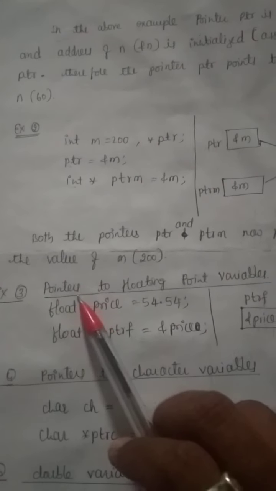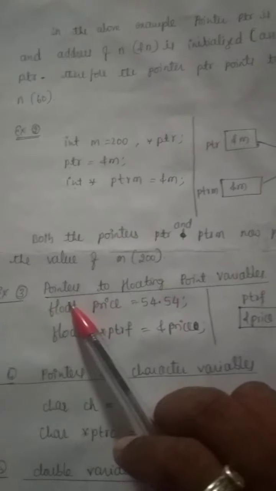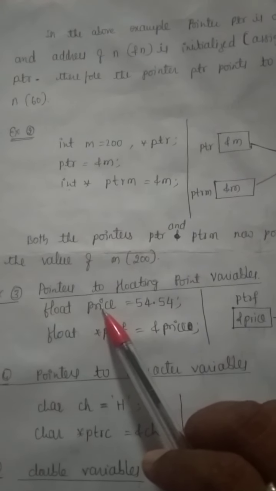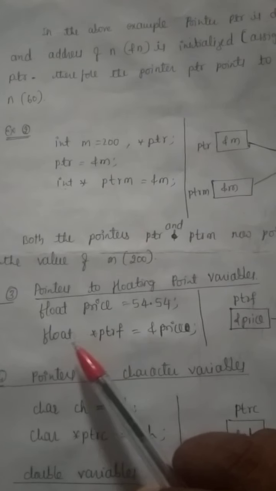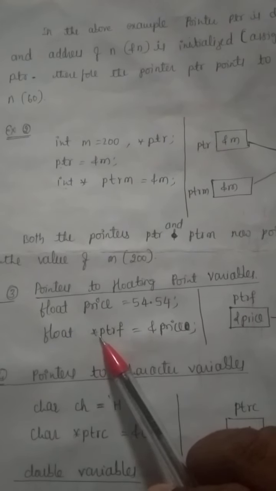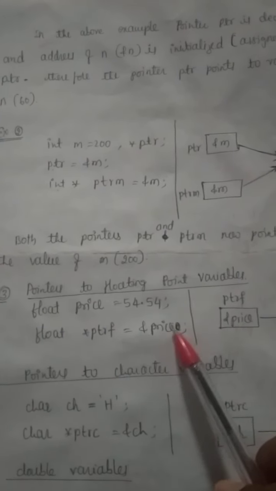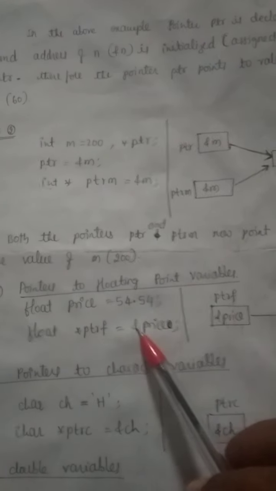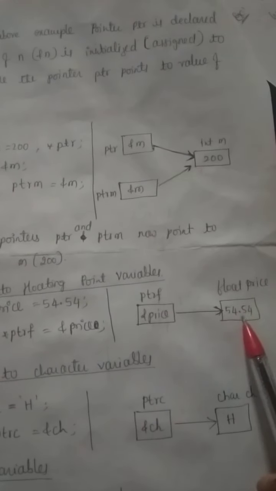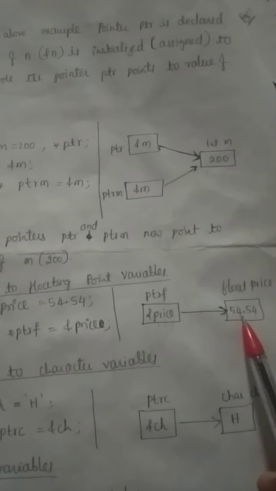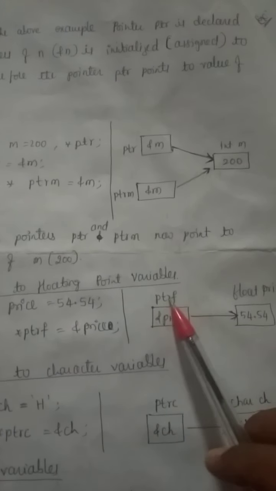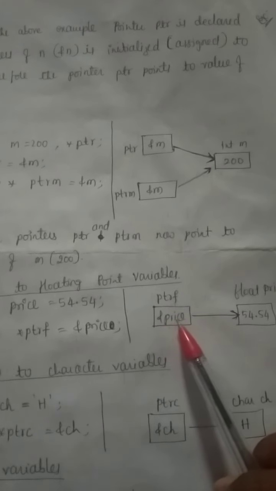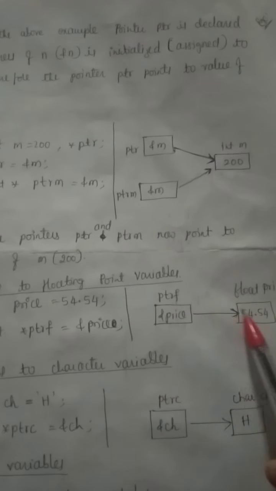So next, example 3 here. This is nothing but, instead of integer, I am using floating point pointers. Float normal variable price is equal to this much. Floating point pointer variable star ptrf is equal to ampersand price. See, normal variable price is declared and it has some floating point value. Pointer is declared here and this is holding the address of price, means this pointer is pointing to this location.